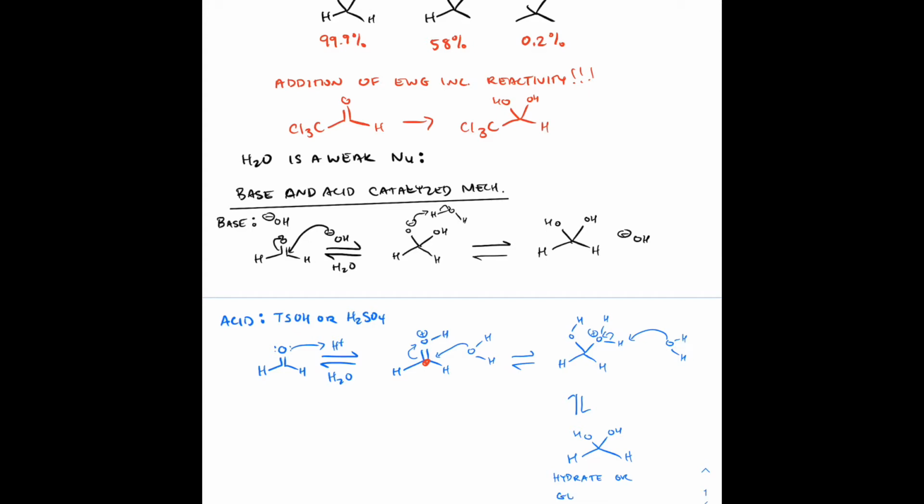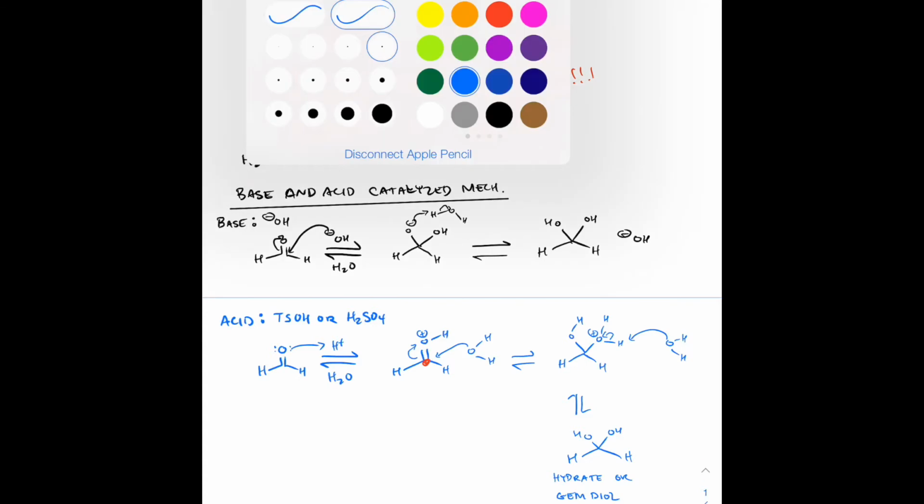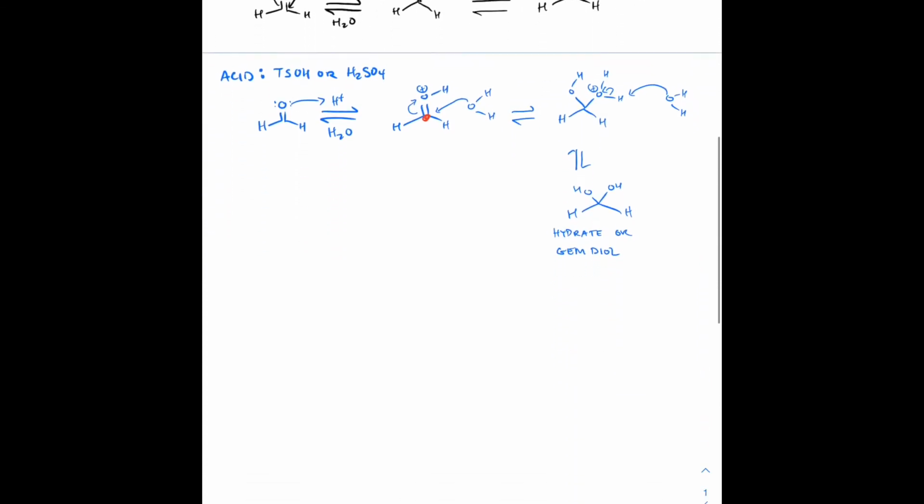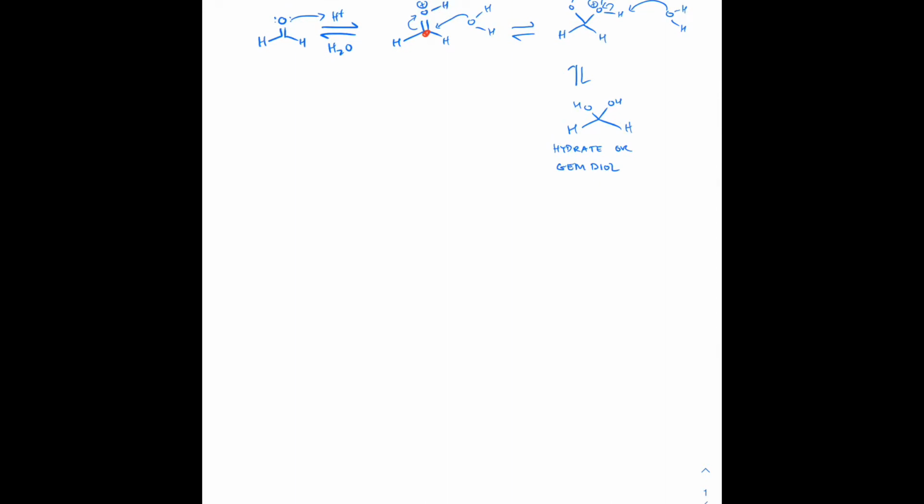which again, the acid is reformed in the end, and that's why the acid is catalytic. That's just the definition of a catalyst. So again, this product is called a hydrate or a gem diol. So you'll see both of the names used interchangeably, and so either one is acceptable. You do need to know both.